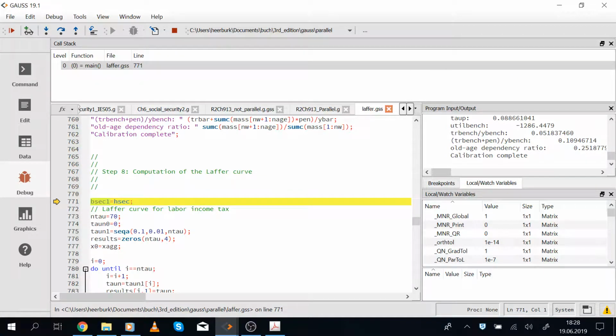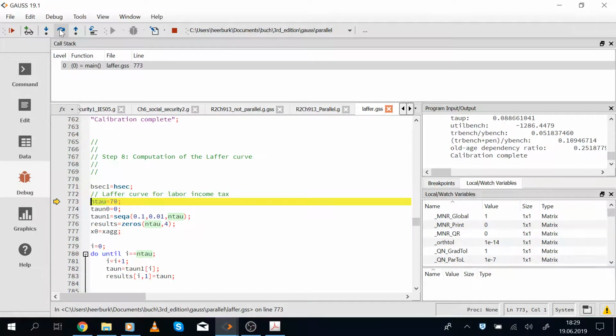The in-between lines just store values and print values to the screen, so that you, for example, can see that transfers are 5% of output in our benchmark calibration. And for example, that the old age dependency ratio is 25%, which is not too far away from the value of the US in the present. So all these values are very comforting and very reassuring that we have done a good job to calibrate and specify our model. The next line just gives you how long it took to compute the stuff.